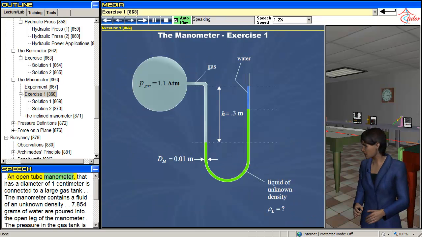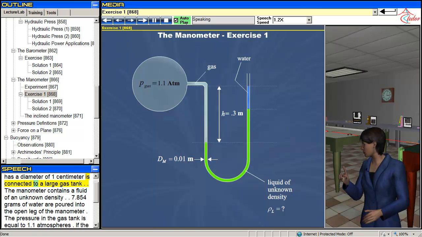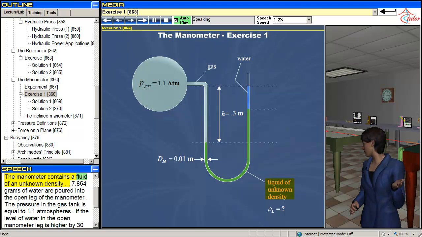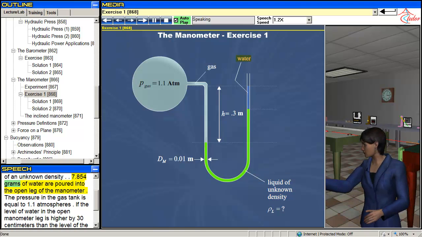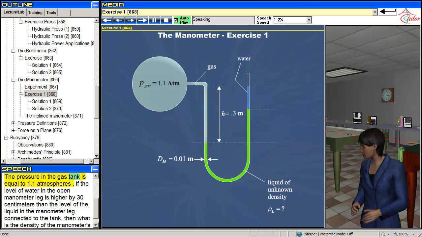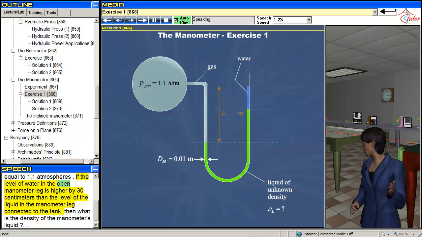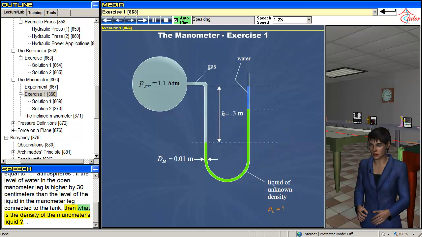An open tube manometer that has a diameter of 1 centimeter is connected to a large gas tank. The manometer contains the fluid of an unknown density. 7.854 grams of water are poured into the open leg of the manometer. The pressure in the gas tank is equal to 1.1 atmospheres. If the level of water in the open manometer leg is higher by 30 centimeters than the level of the liquid in the manometer leg connected to the tank, then what is the density of the manometer's liquid?